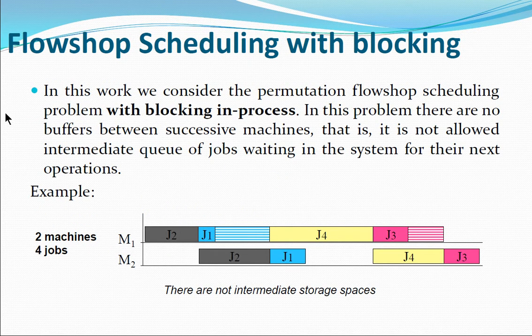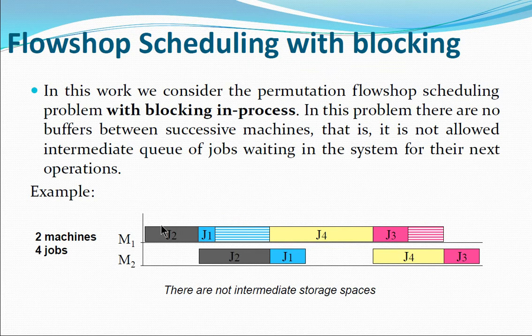In this work, we consider the permutation Flowshop scheduling problem with blocking in process as a constraint. In this problem, there are no buffers between successive machines, or in other words, an intermediate queue of jobs waiting in the system for their next operations is not allowed. As you can see in this example with 2 machines and 4 jobs, we can see not only the characteristics of the problem, but also the constraints addressed in this paper.